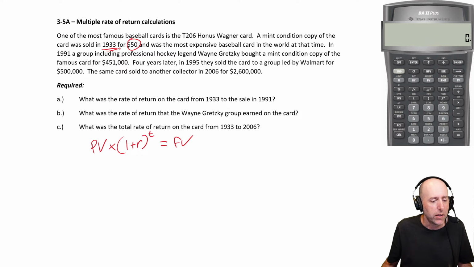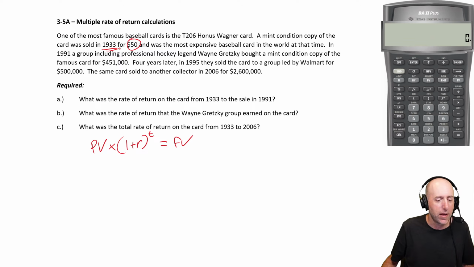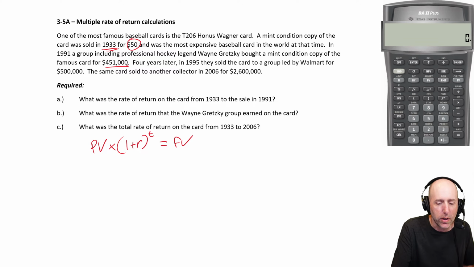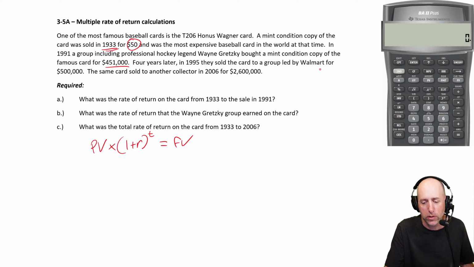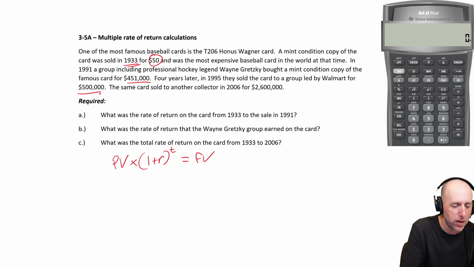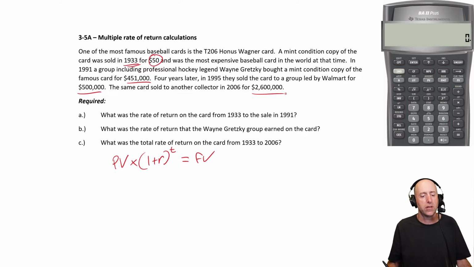In 1991, a group including professional hockey legend Wayne Gretzky, if you're Canadian, you definitely know who Wayne Gretzky is, very famous ice hockey player, bought a mint condition copy of the famous card for $451,000. Four years later, in 1995, they sold the card to a group led by Walmart for $500,000. So these are famous sports cards bought and sold by famous people. The same card sold to another collector in 2006 for $2.6 million.